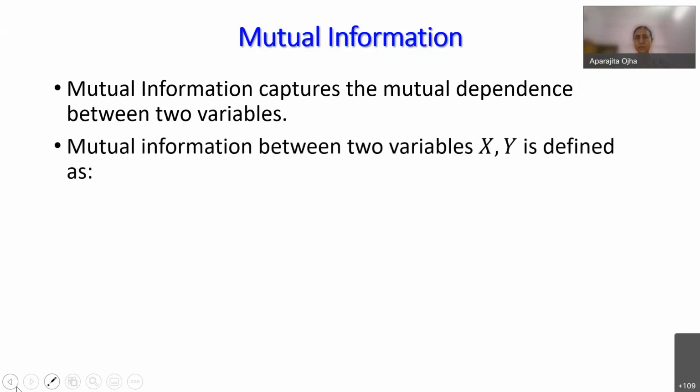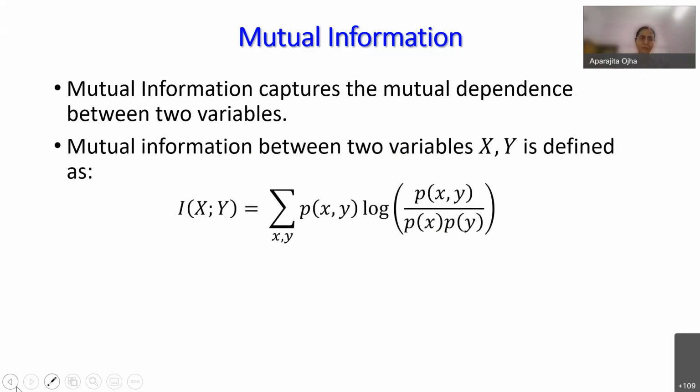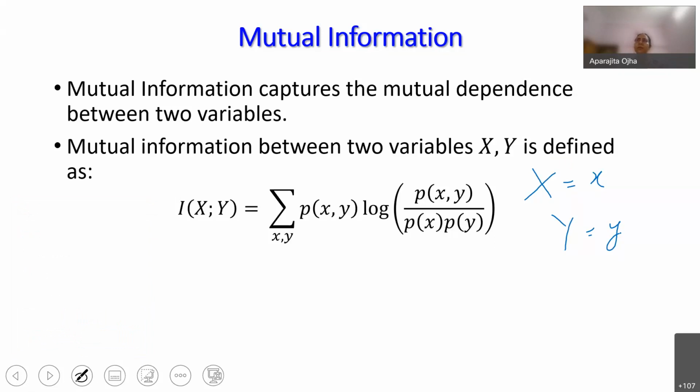Mutual information between two variables, X and Y, is defined as I(X;Y), which is equal to the information content of these two variables together jointly, that is p(x,y) log p(x,y) over p(x)p(y). What is p(x,y)? p(x,y) you can say is the probability of X equal to small x, and Y equal to small y. That is a joint probability of two events happening together. Joint probability of capital X taking value x and capital Y taking value y. For example, the joint probability of a person coming from Uttar Pradesh and his age between 10 and 20. That can be one thing.